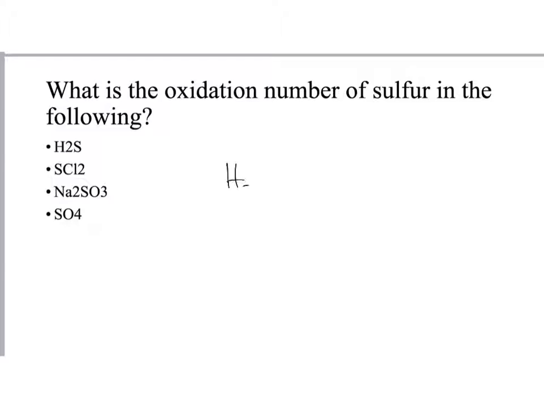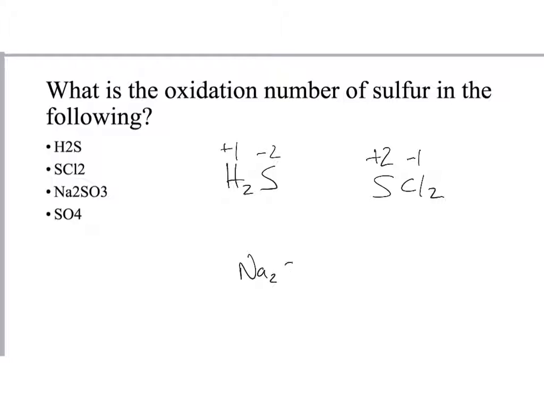So H2S uses the hydrogen rule to attach a +1 there. That means that this sulfur must be a -2. I don't remember, I don't have the rule numbers in front of me, but there was a rule about halogens. Halogens are almost always a -1, therefore in this molecule, sulfur is a +2.